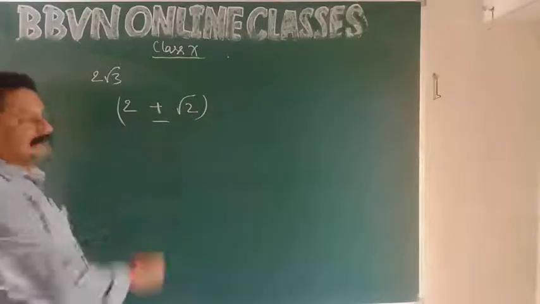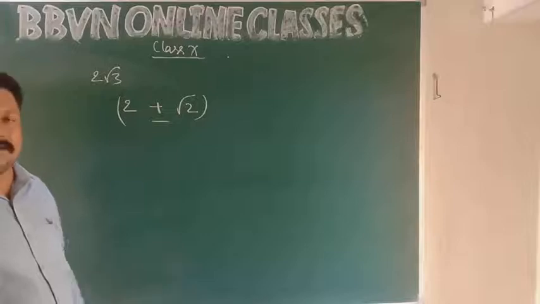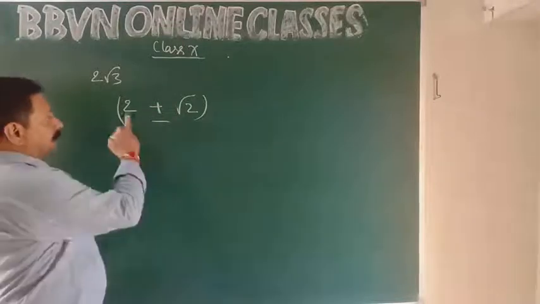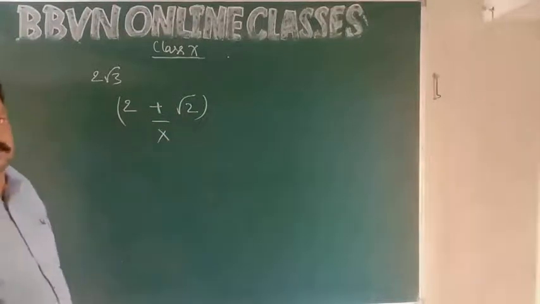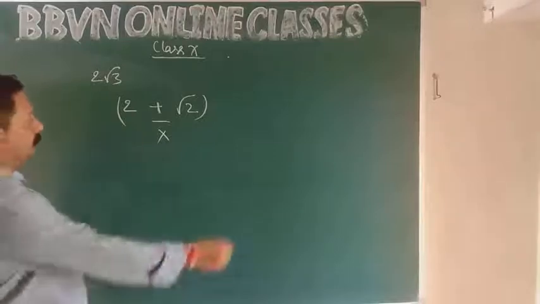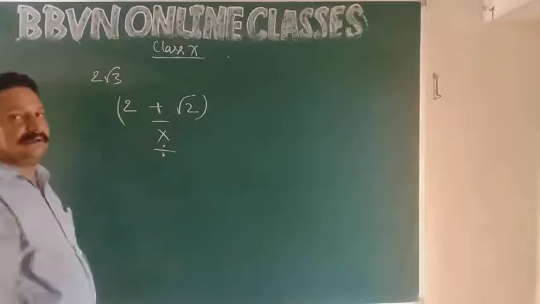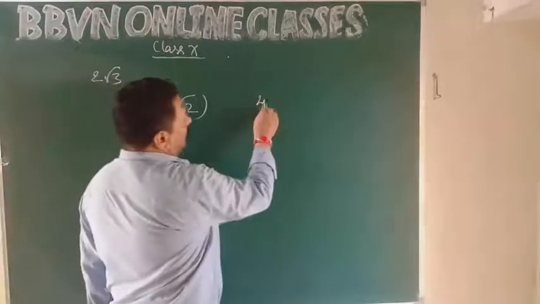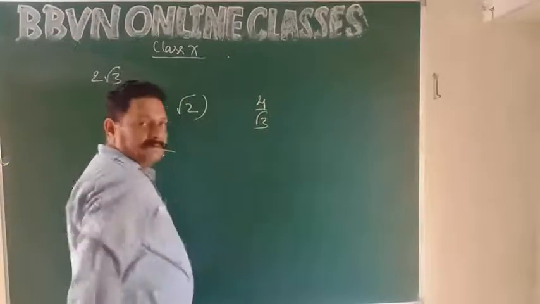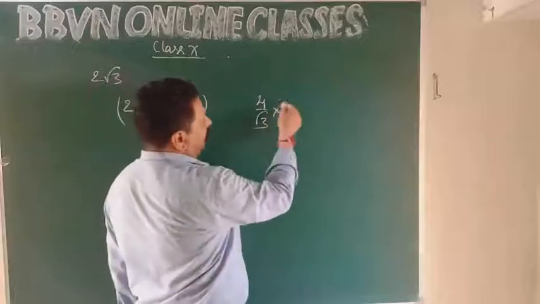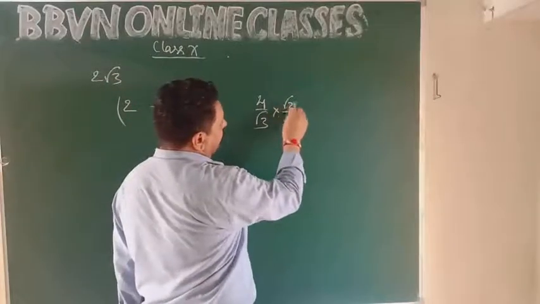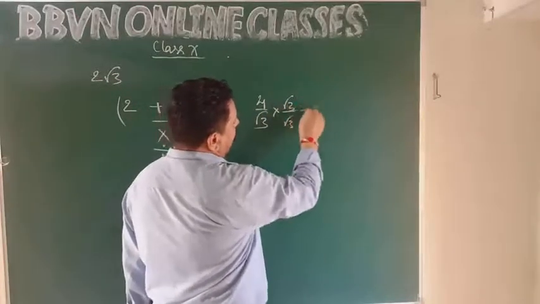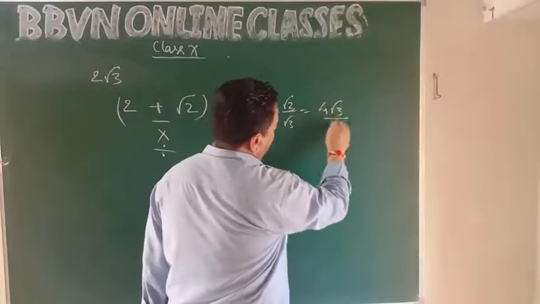Rational minus irrational is again irrational. Rational number into irrational number is again an irrational number. Rational number divided by irrational number is again an irrational number. For example, 4 upon under root 3. So the numerator and denominator will be multiplied by under root 3. So this becomes 4 under root 3 upon 3.